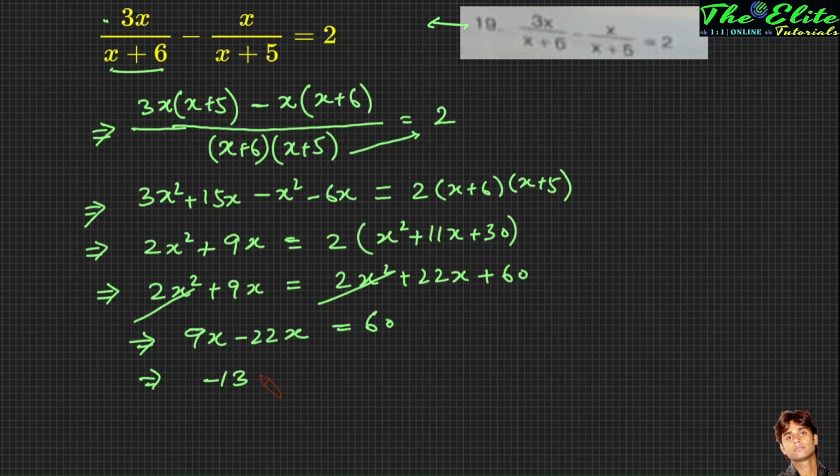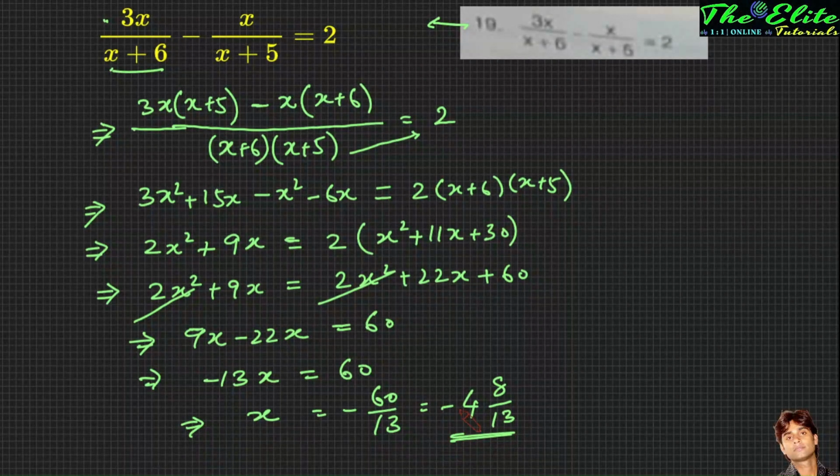Now minus 13x is equal to 60, so x is equal to minus 60 by 13, which you can further write as minus 4 and 8 upon 13. So this should be your answer. I hope it's the correct answer. You can check, and if there is any mismatch, please write in the comment box.